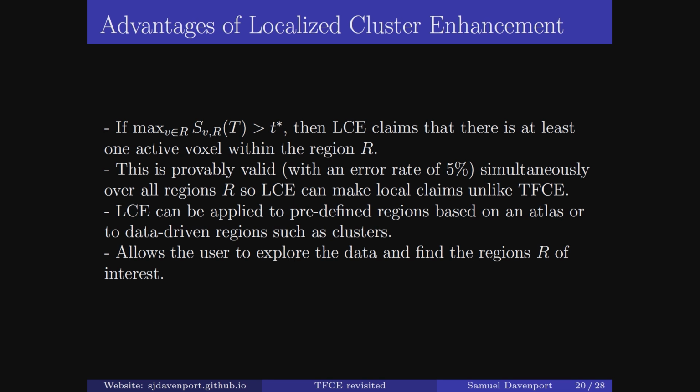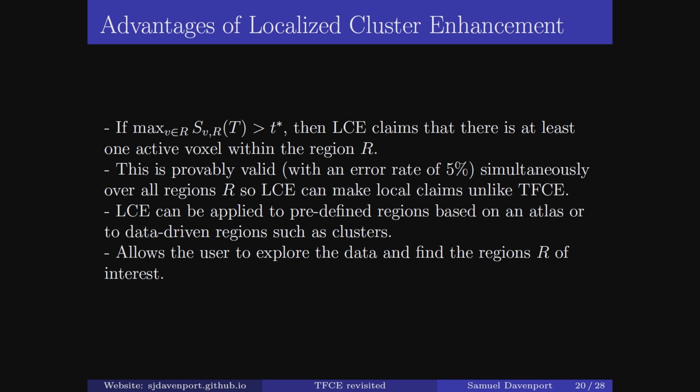So what are the advantages of this approach? Essentially, if that regional TFCE is greater than the cutoff T star, then this localized cluster enhancement is able to make the claim that there is at least one active voxel within the region R. This is provably valid with an error rate of 5%, simultaneously over all regions R. What that means is that localized cluster enhancement is able to make specific regional claims that this part of the brain is active, rather than a more global claim like TFCE.